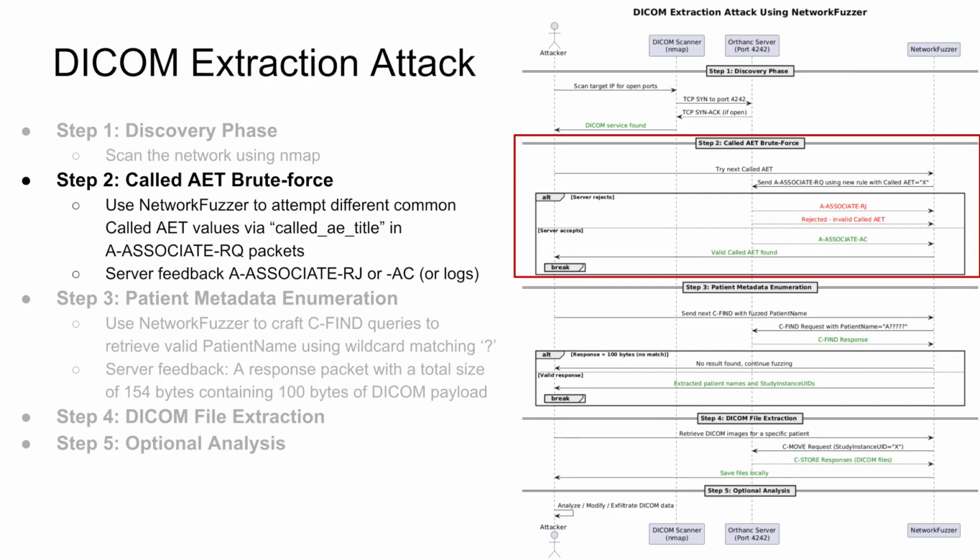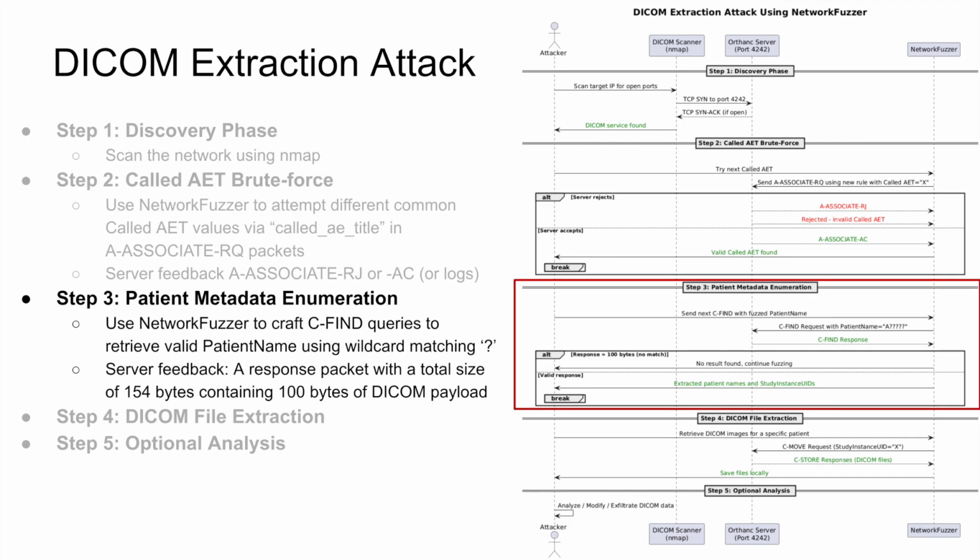In this phase, Network Fuzzer is used to send repeated A-ASSOCIATE-RQ packets with different called AET values in an attempt to establish a valid session. After discovering a valid called AET and successfully establishing a session, the attack moves to Step 3, Patient Metadata Enumeration. Here, Network Fuzzer sends crafted C-FIND queries to the Orthanc server to retrieve sensitive metadata, including patient names, study dates, and unique identifiers such as the Study Instance UID.